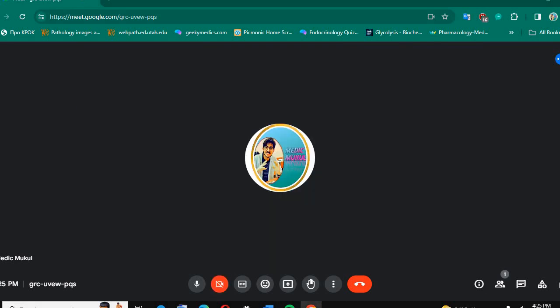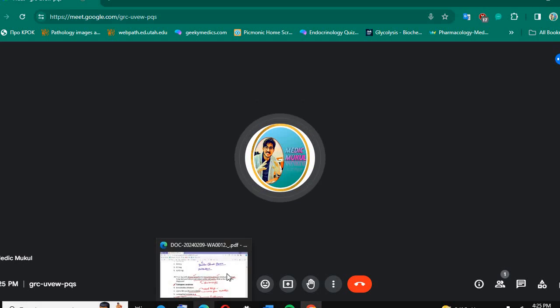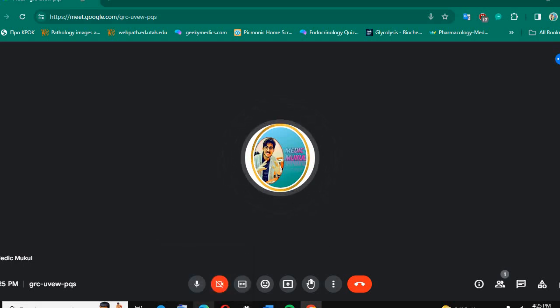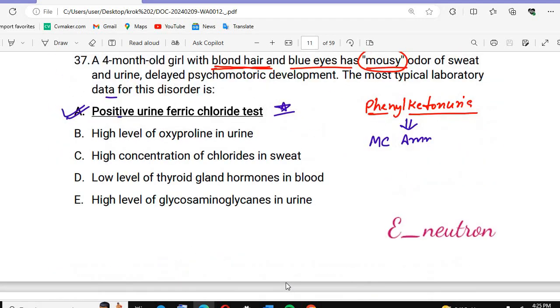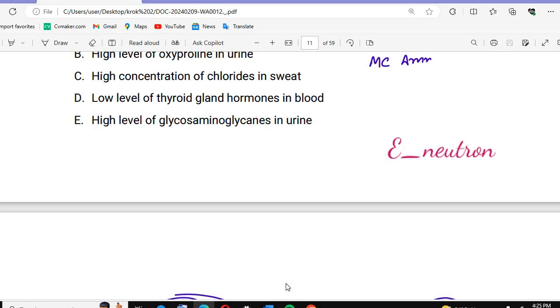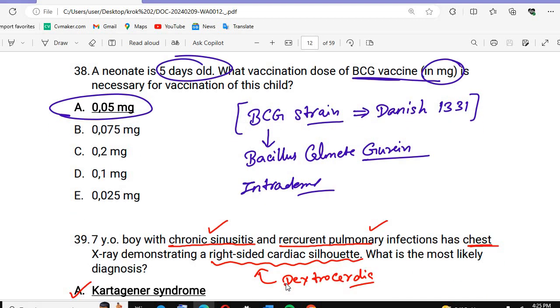Today we will discuss from where we started. Yesterday we missed the class, but let's discuss. We were on question number 38. A neonate is 5 days old. What vaccination dose of BCG vaccine in milligram is necessary for vaccination of this child?